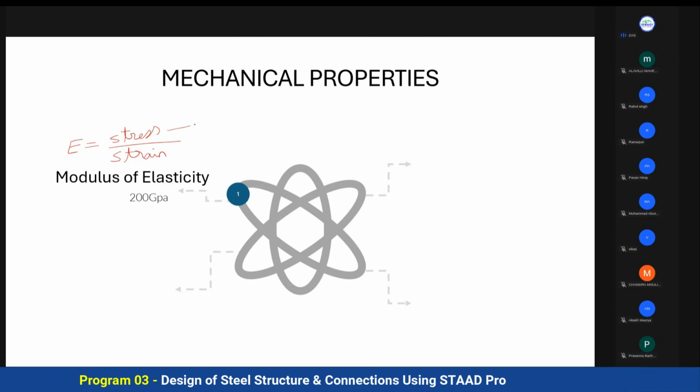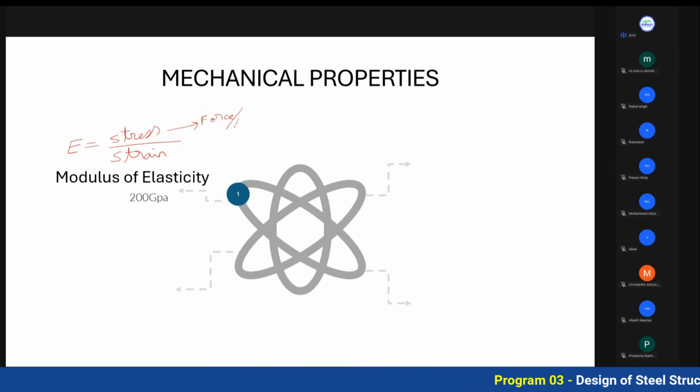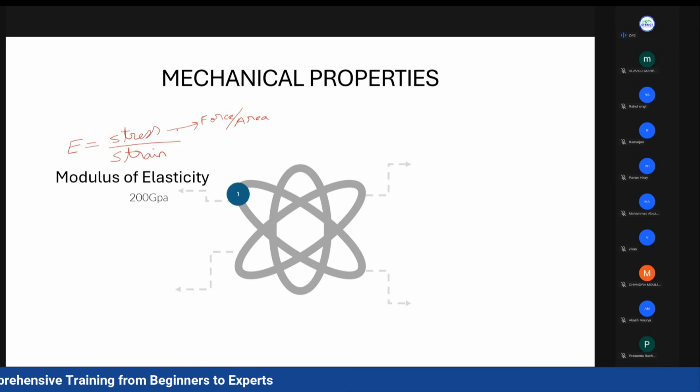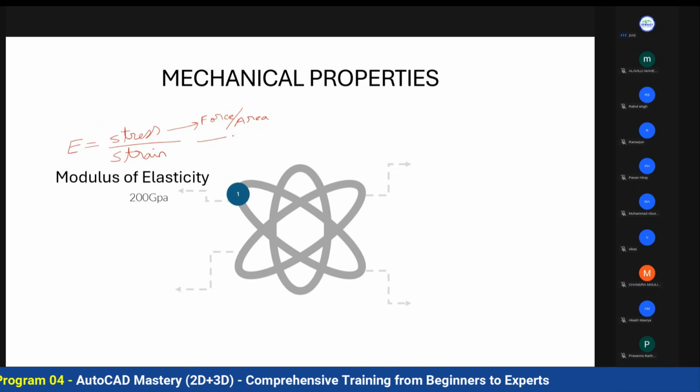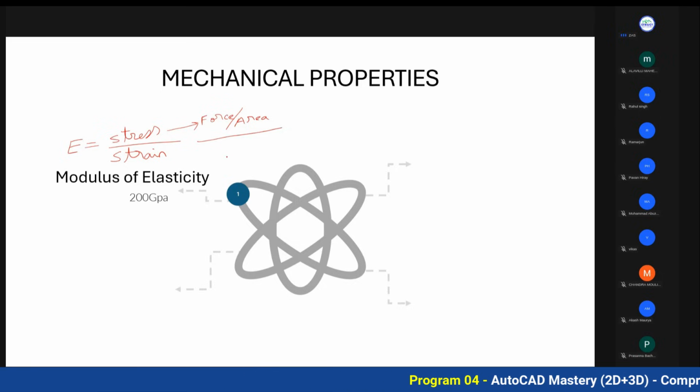Now what is stress? Stress is the force applied on your member divided by its cross-sectional area. Force by area. The internal pressure which is developed in your structure because of the load applied on it is called stress. It can also be denoted as force upon area. And what is strain? Strain is the change in length of your member because of the applied force.